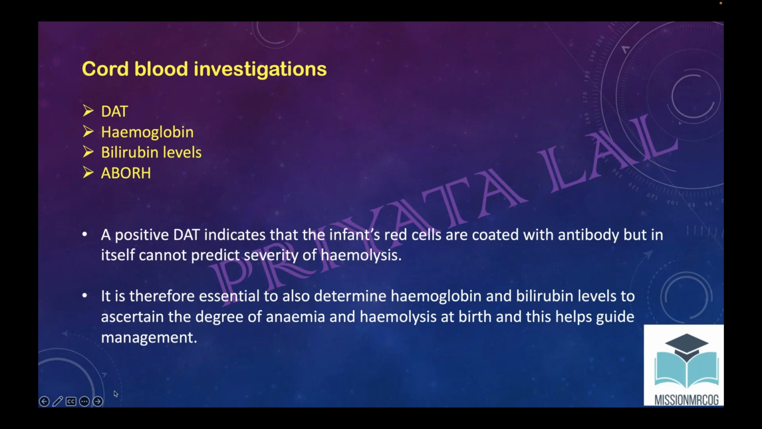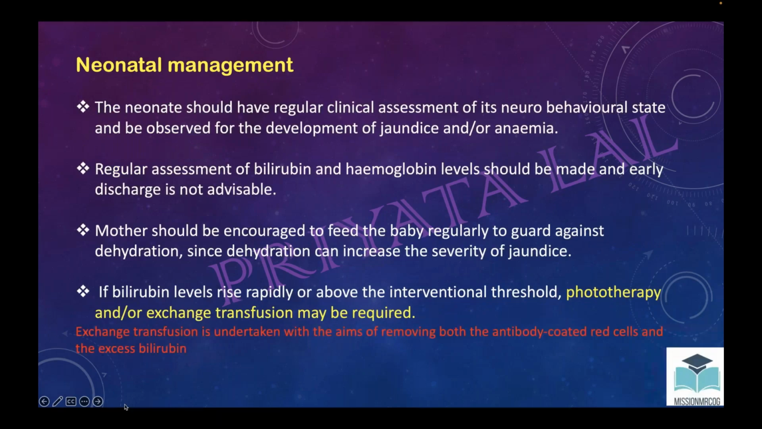Neonatal management is also important, and has been asked already as a question. So what is neonatal management? There should be regular assessment for neurobehavioral status, because there will be development of jaundice and anemia. Why neurobehavioral status? Because if the jaundice is there, then it can cross the blood-brain barrier and reach the baby's brain, and the baby can show some neurobehavioral symptoms. Therefore, regular assessment has to be there, and regular monitoring for bilirubin and hemoglobin to be done.